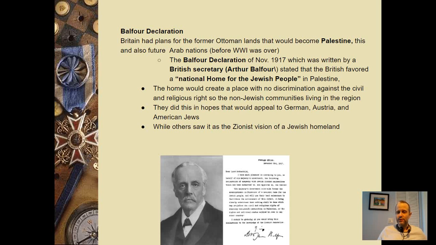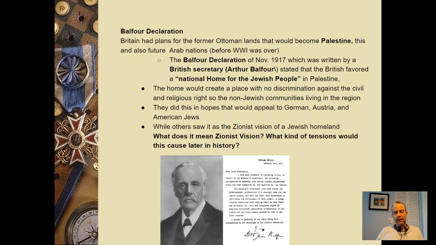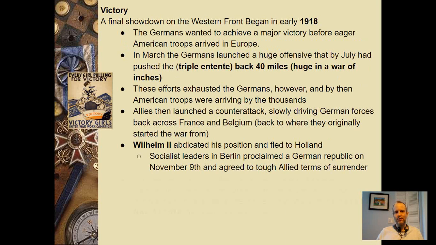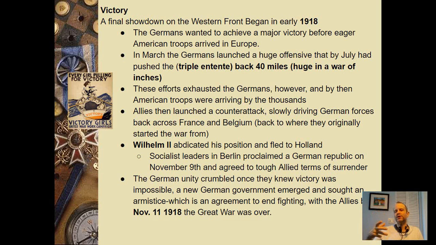The home created a place of no discrimination, and a right of non-Jewish communities living in the region too. They did this in the hopes to appeal to German, Austrian, and American Jews, while others saw this Zionist vision as a Jewish homeland. So literally, this is the creation of Israel, pseudo placed in the Middle East as a side note of what to do with the Jewish question, in dealing with Jewish discrimination within the lands of Britain, France, and all over Europe.